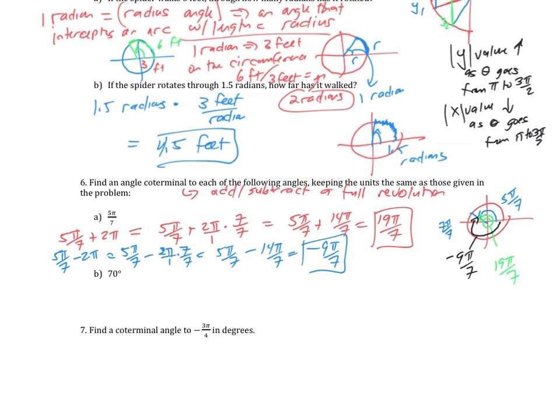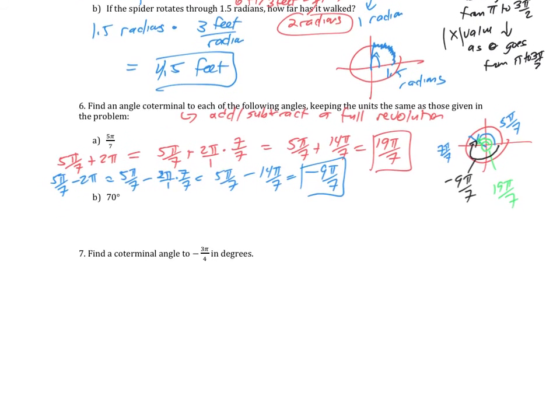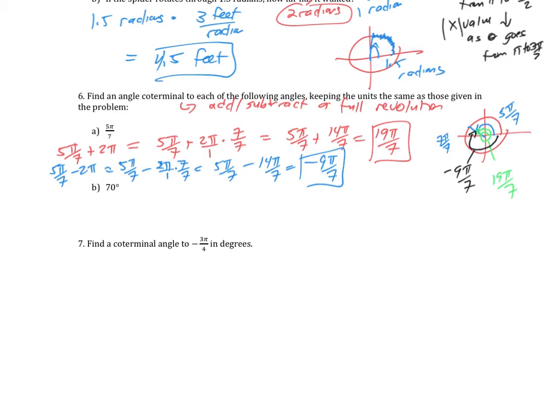Part B asks us to find coterminal angles, but for an angle in degrees. So to do that, a full revolution is 360 degrees. So I can find a positive coterminal angle by adding 360 degrees. So that's going to be 430 degrees. Or likewise, I could subtract 360 degrees. That would be rotating in the opposite direction, or the negative direction. So that'd be negative 290. The problem doesn't ask us to sketch it, but I will. So I'm going to sketch 70 degrees.